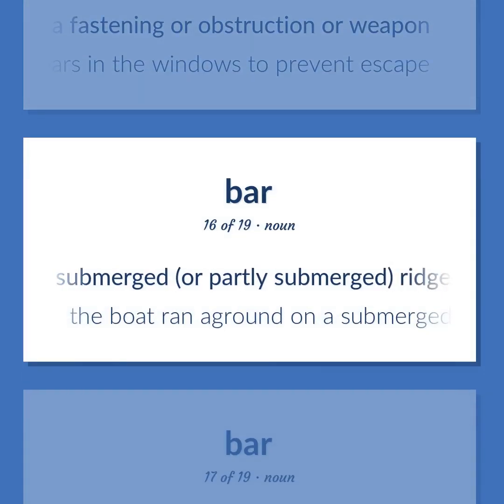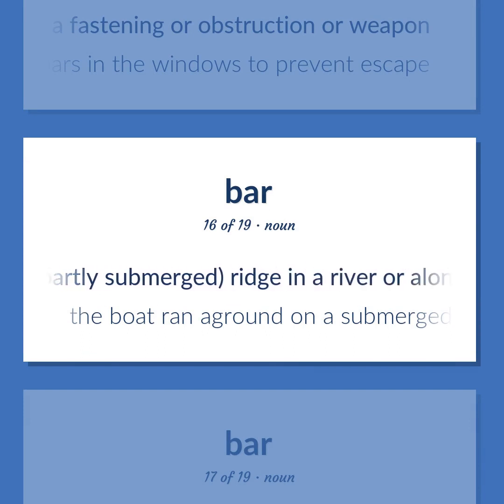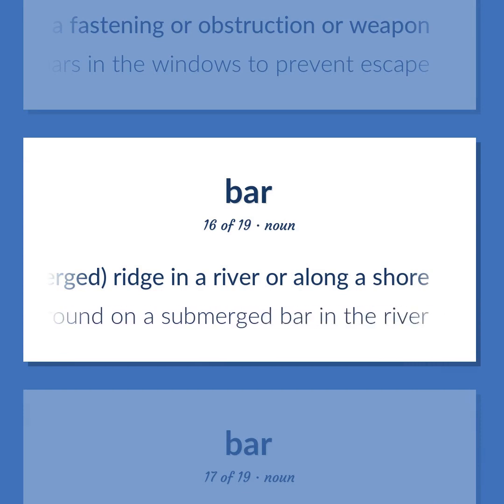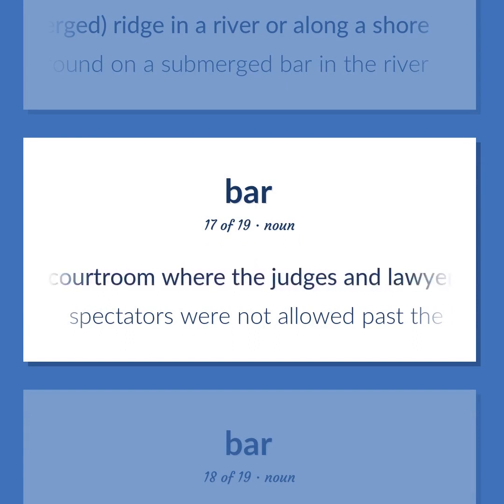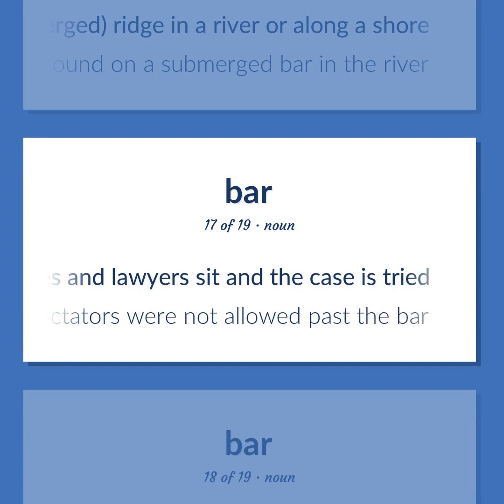A submerged, or partly submerged, ridge in a river or along a shore. The boat ran aground on a submerged bar in the river. Law. A railing that encloses the part of the courtroom where the judges and lawyers sit and the case is tried. Spectators were not allowed past the bar.